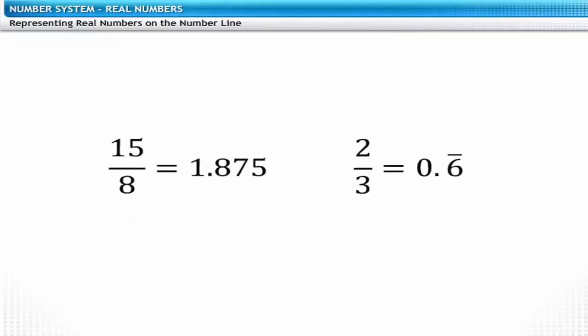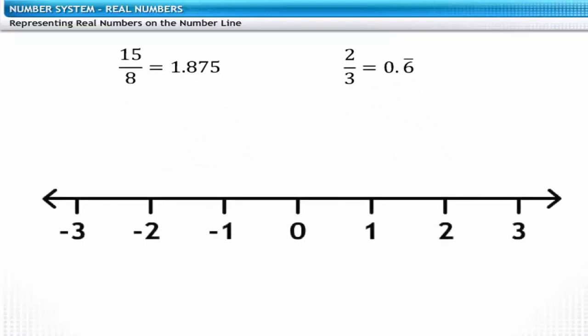We have seen that a real number can be expressed as its decimal expansion. You're already aware of representing rational and irrational numbers on the number line. The decimal expansion of a real number helps us to represent it on the number line. Let's represent 0.6 bar on the number line. Here, this decimal expansion is non-terminating recurring, where the digit 6 is repeating itself. We know that this decimal lies between 0 and 1.